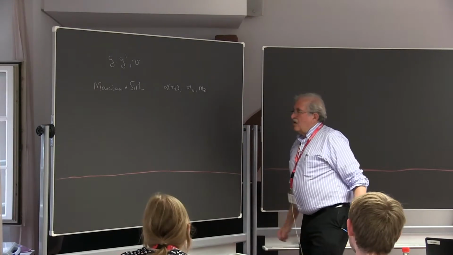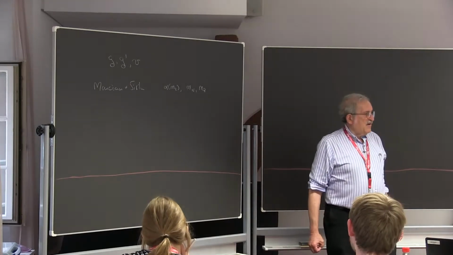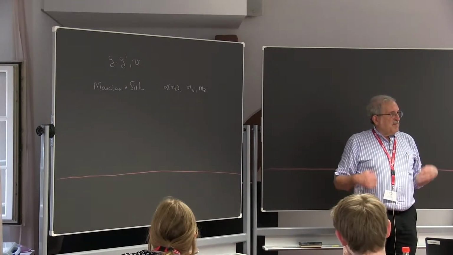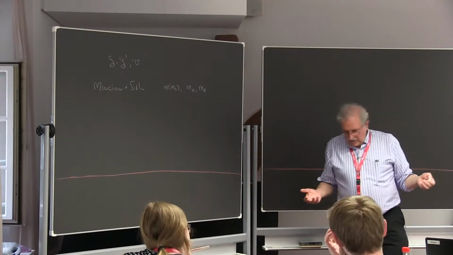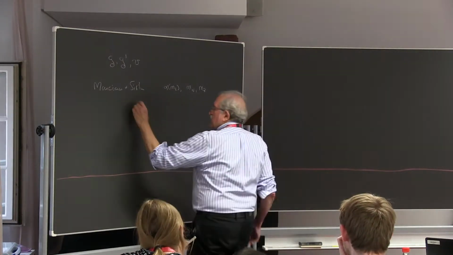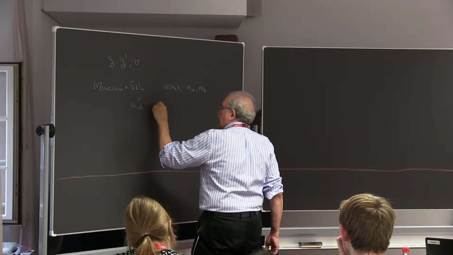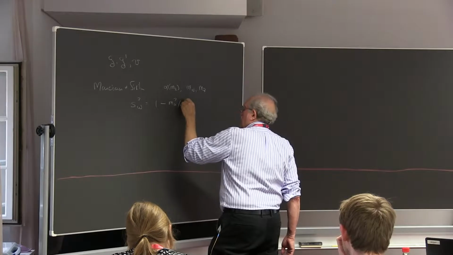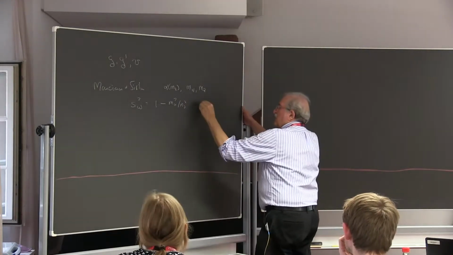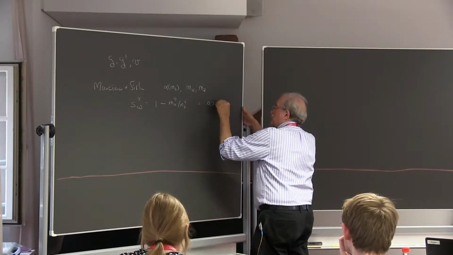Corresponding to this, it's very interesting to have a value of the weak mixing angle, because that appears ubiquitously in all expressions. So Marciano and Sirlin define sine squared theta W as 1 minus MW squared over MZ squared. And today this is a number which is about 0.227, I think.